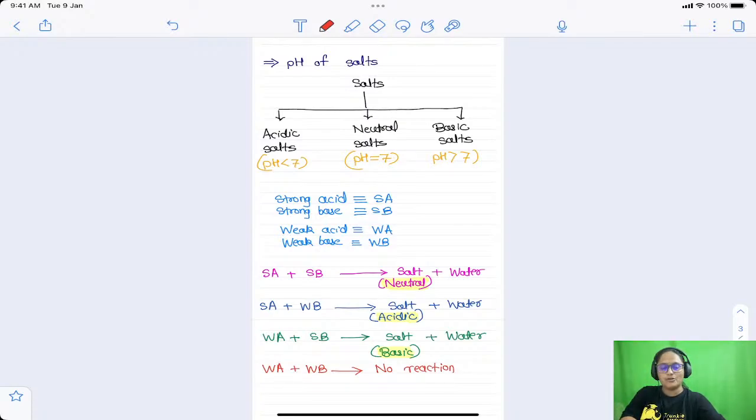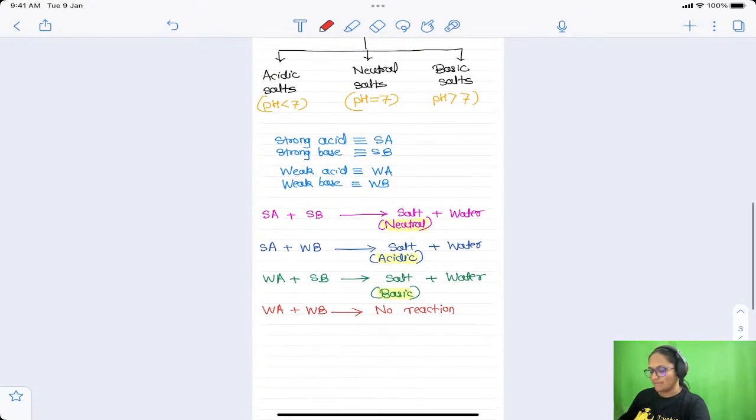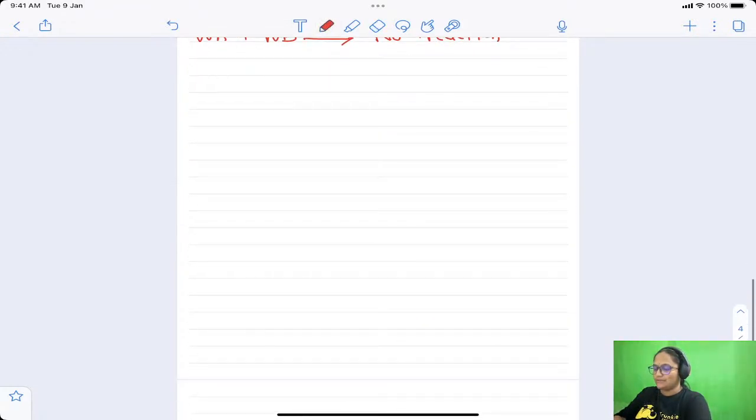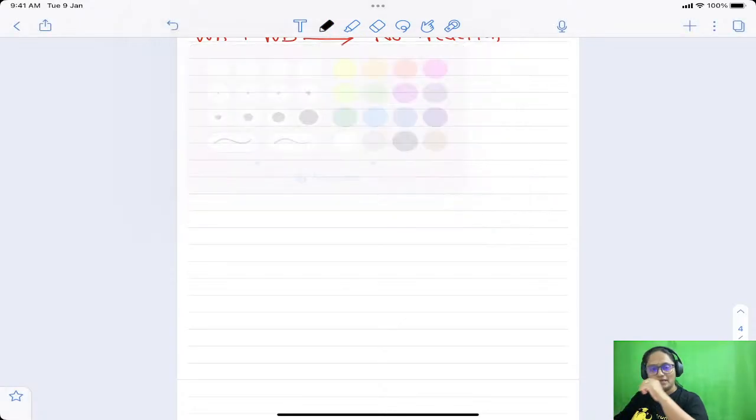And the types of the salt on the basis of what type of acid or what type of base you are using. So I am giving a list of some salts here, out of which you have to find which ones are acidic and which ones are basic. So I will give you the list first of all.